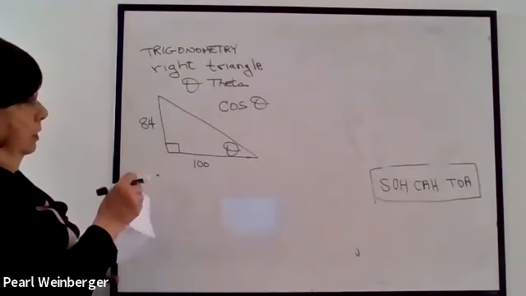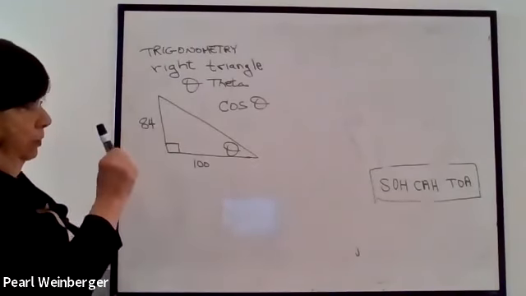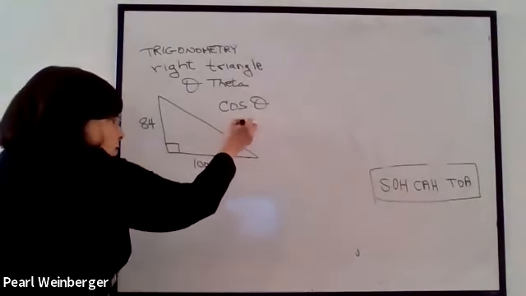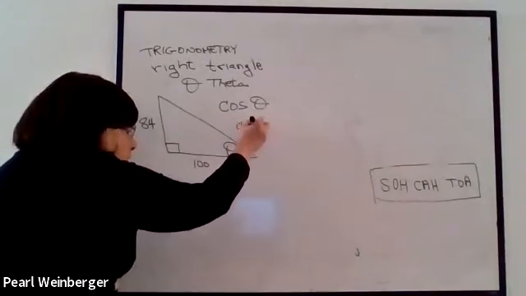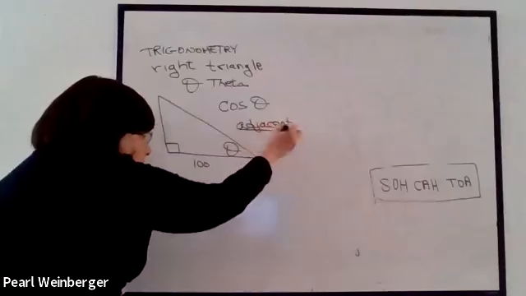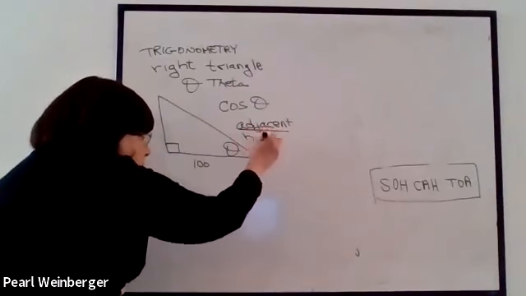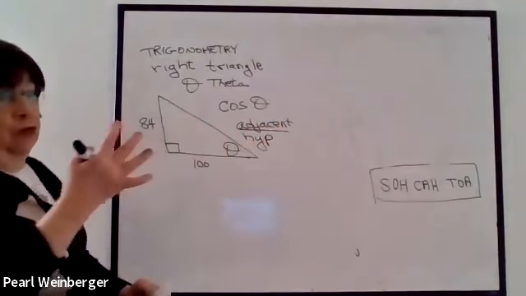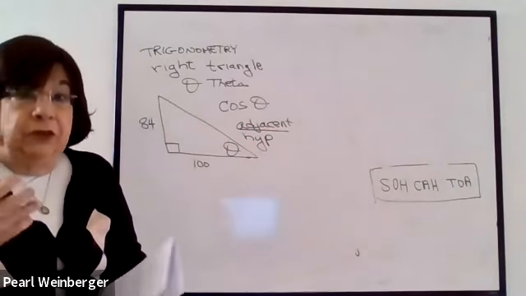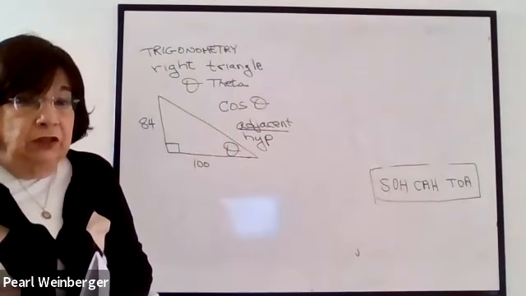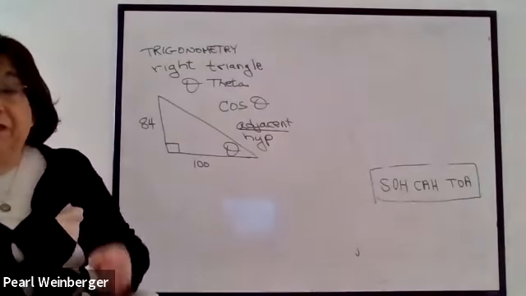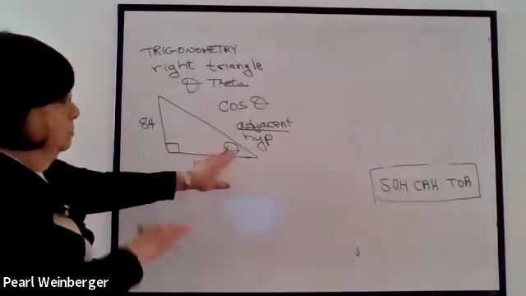Okay, now, remember, cosine is adjacent over hypotenuse. So the first thing I have to decide is what am I looking for? Which two sides? And we know that for cosine, we're looking for adjacent over hypotenuse. So then we have to label. Here's my angle.